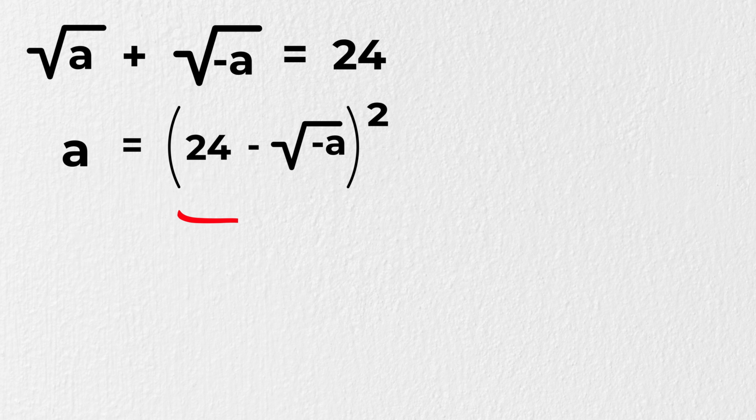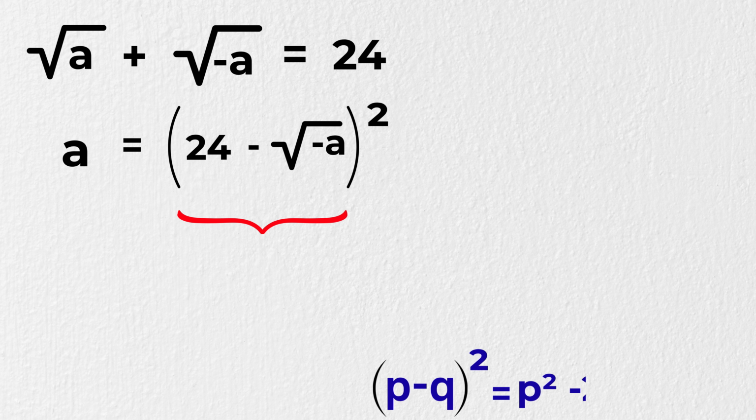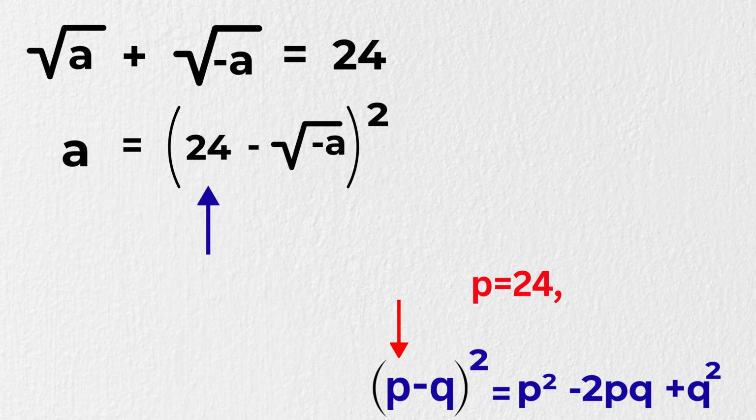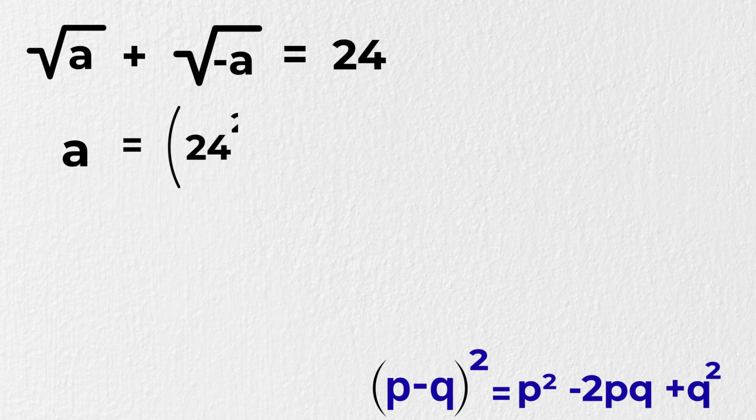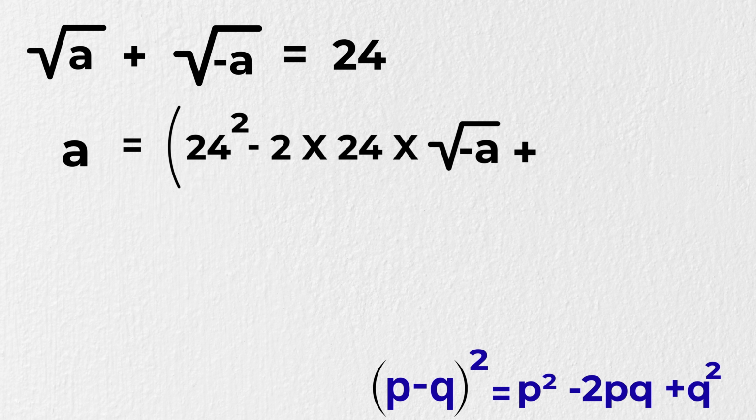On the right-hand side, we apply the identity (p minus q) squared equals p squared minus 2pq plus q squared. In our case, p is 24 and q is the square root of minus a, so the right-hand side becomes 24 squared minus 2 times 24 times the square root of minus a plus the square root of minus a squared. Now calculate each part.